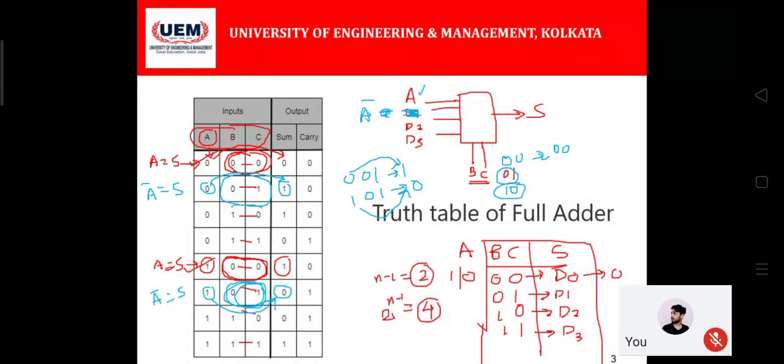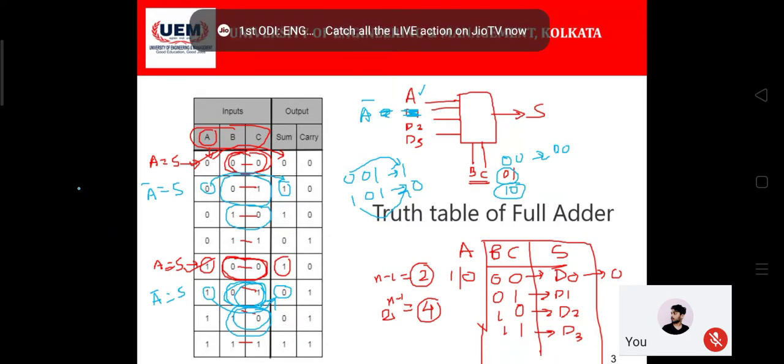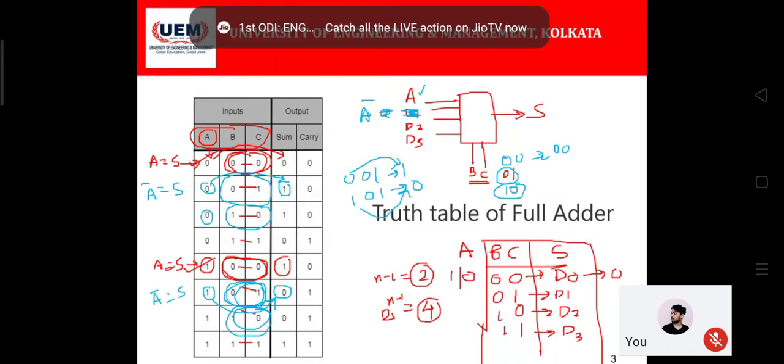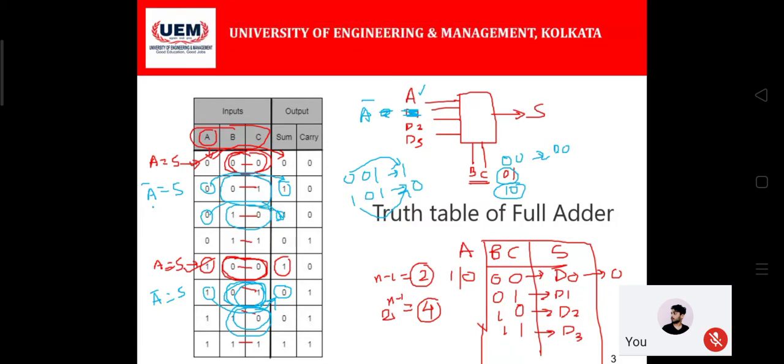For 1 0, again there are two cases. One is 1 0, another the lower part is 1 0. This is the case where 1 0. And again we'll try to find out the relation. You can see that if A is 0, sum is 1. That means there is a complementary operation again. So A bar equals S.